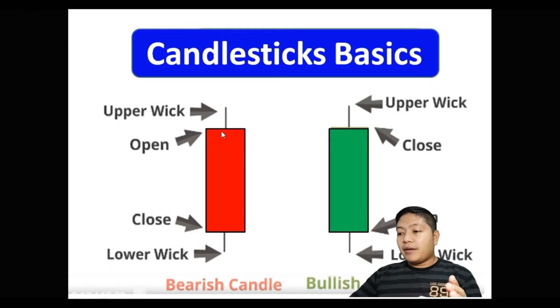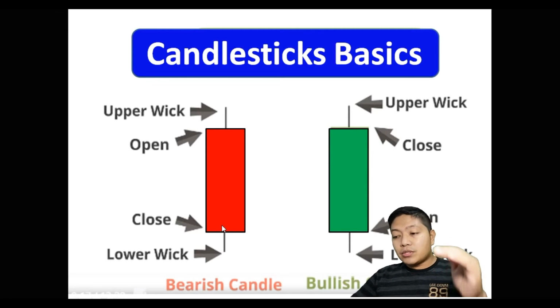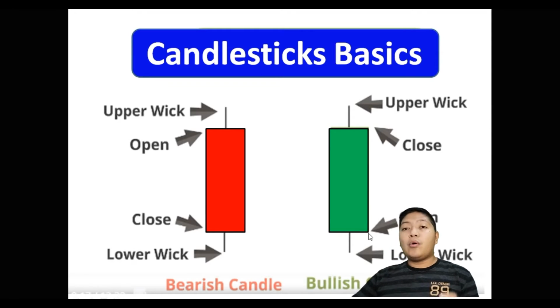If this is 1 hour, the moment it finishes the hourly candlestick, it will close over here. So you have the opening here, then the highest peak, which is the upper wick, then the lower wick, the lowest the candle was able to bring it down, and then it closes and forms another candle, right? That is the bear candle.